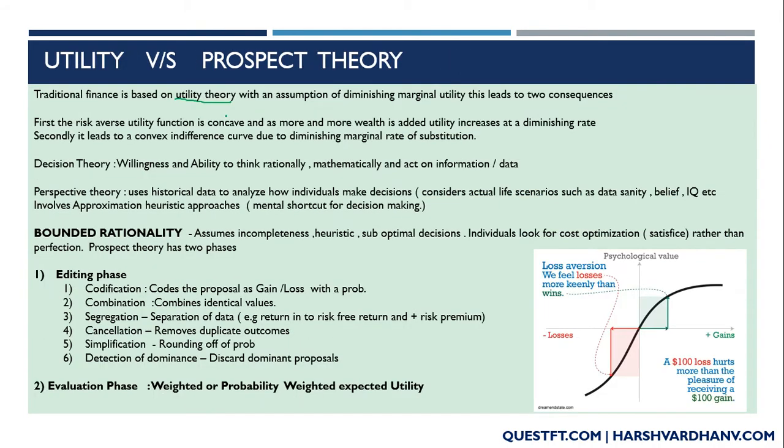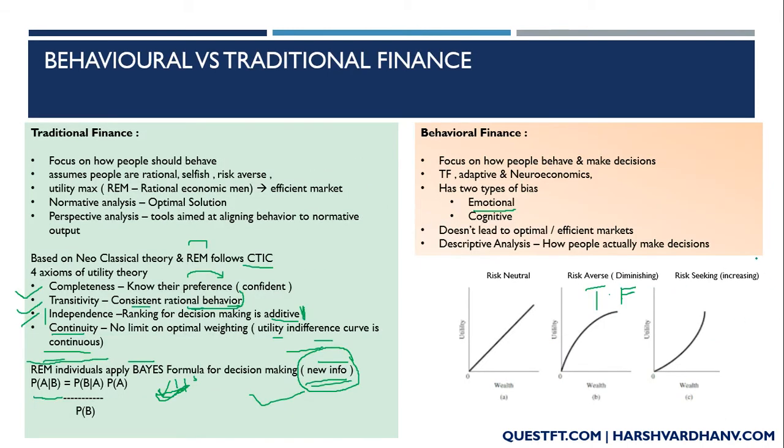So, traditional finance is based on utility theory. It leads to two consequences. First, the risk averse utility function is concave. We saw that in the previous screen. As more and more wealth is added, utility increases at a diminishing rate. We saw that in the last slide. As more and more wealth is added, the utility increases at a decreasing rate.